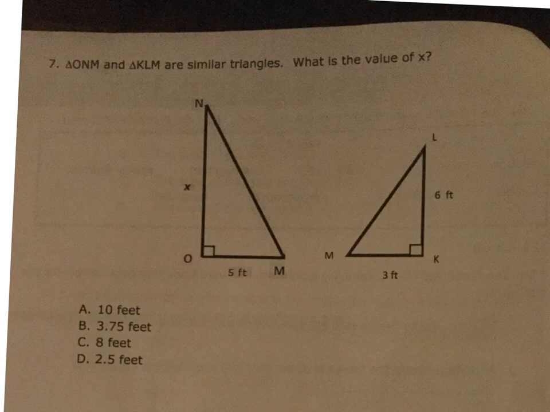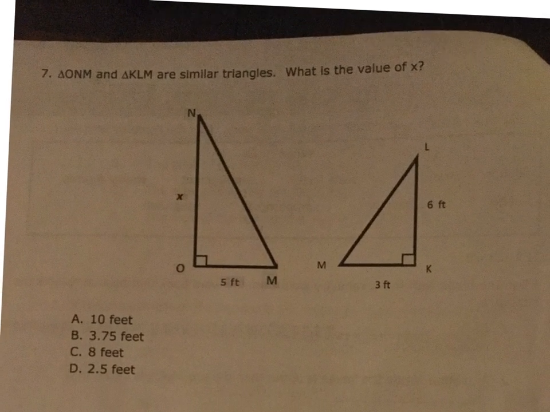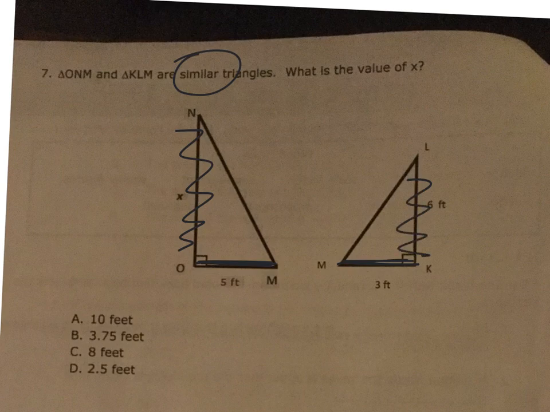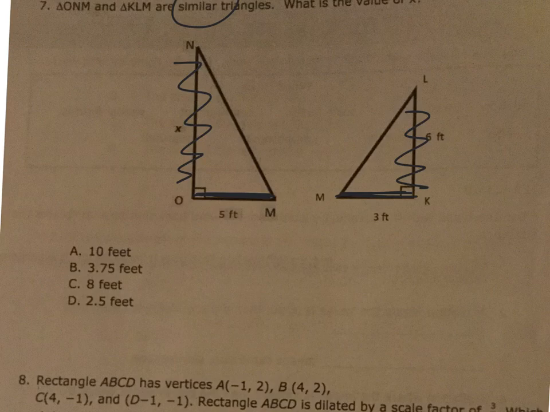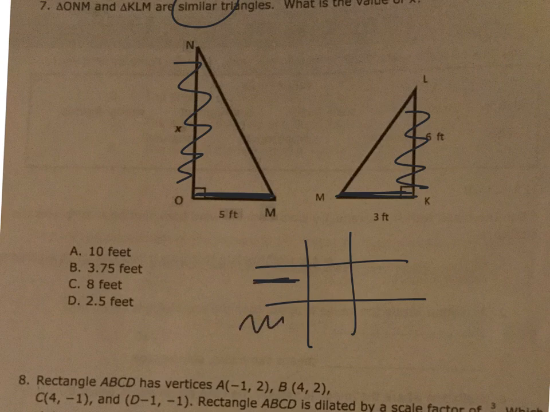Okay, this one tells us that the triangles are similar. There we go, similar. So that means we just need to find our corresponding parts and put them in our chart. So I see that this side here corresponds with this side, and this one corresponds with this one. So you just do your one chart. There we go. So we're going to compare this solid line to this squiggly line. So I have 5 over x equals 3 over 6.